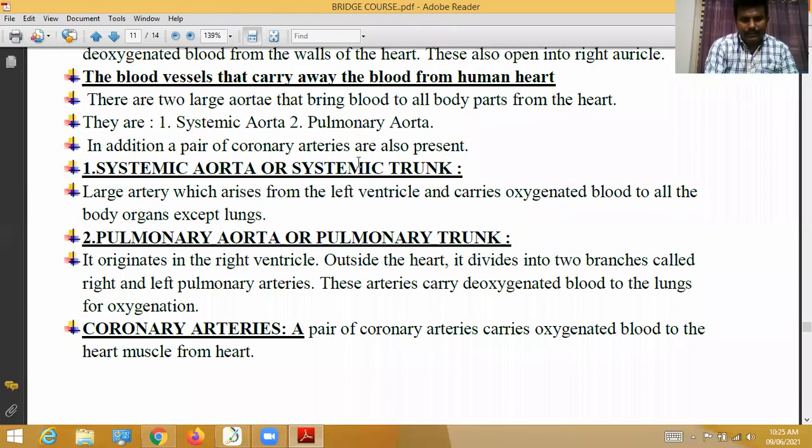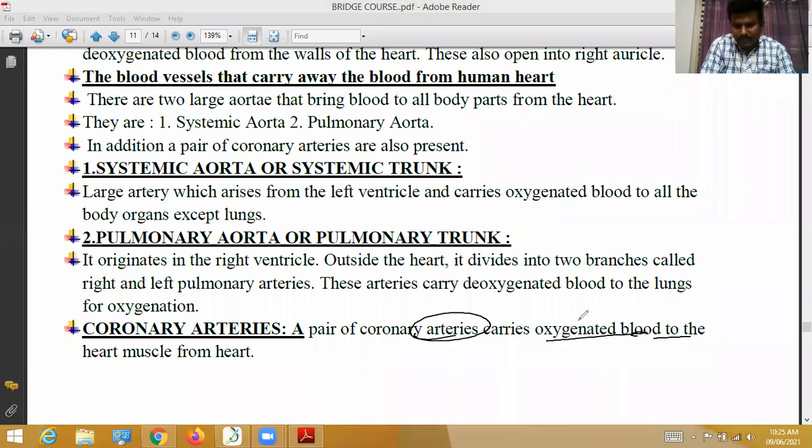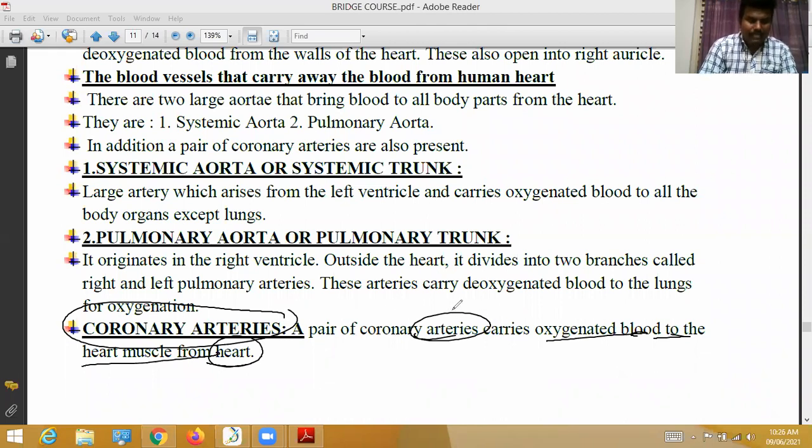See here, this is a pair of coronary arteries. Coronary arteries carry oxygenated blood to the heart muscles. Whenever coronary arteries get blocked with fat or cholesterol or other saturated fatty acids, the muscle cells in the heart don't receive oxygenated blood. The heart is made up of cardiac muscles. Those cardiac muscles are unable to receive oxygenated blood and stop working. Heart stops working. This is called heart attack.